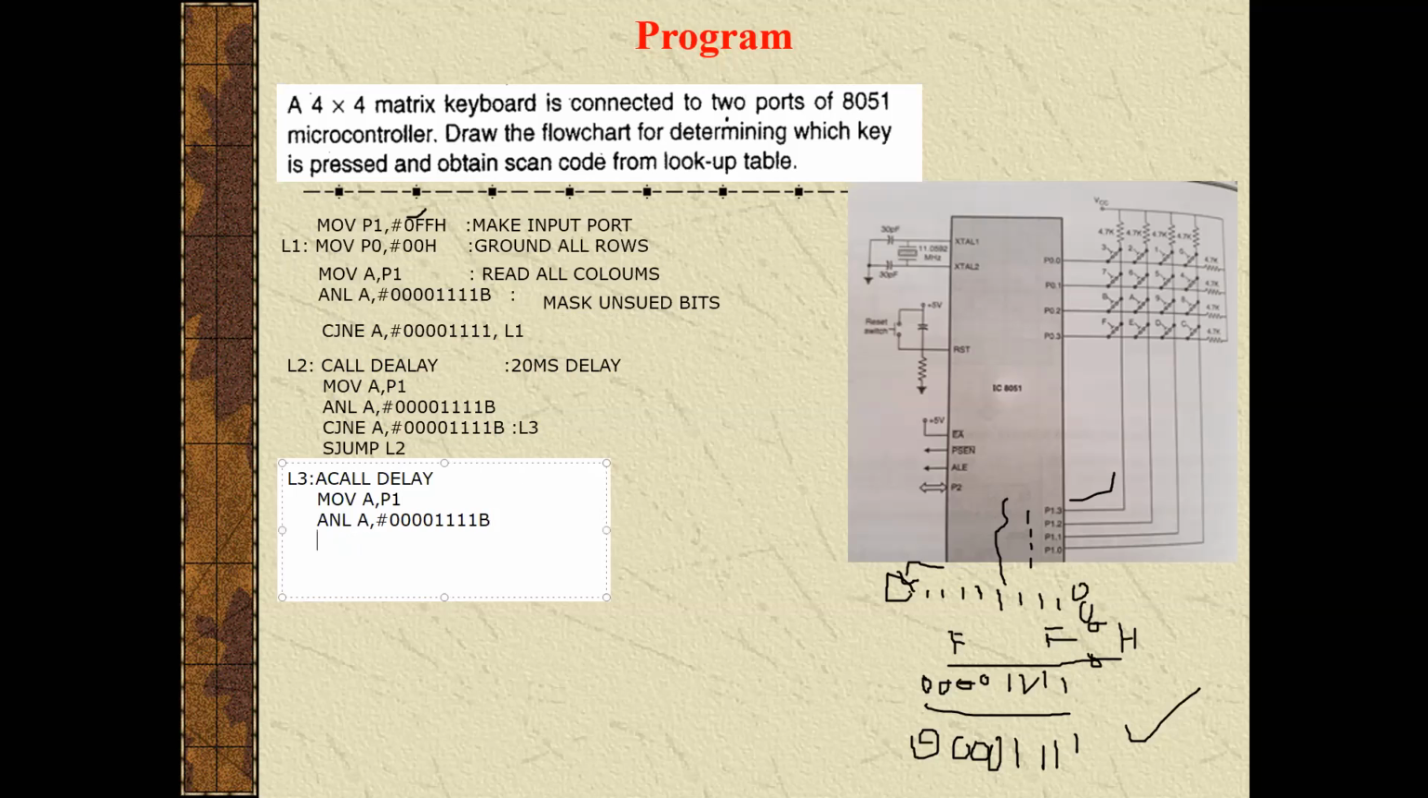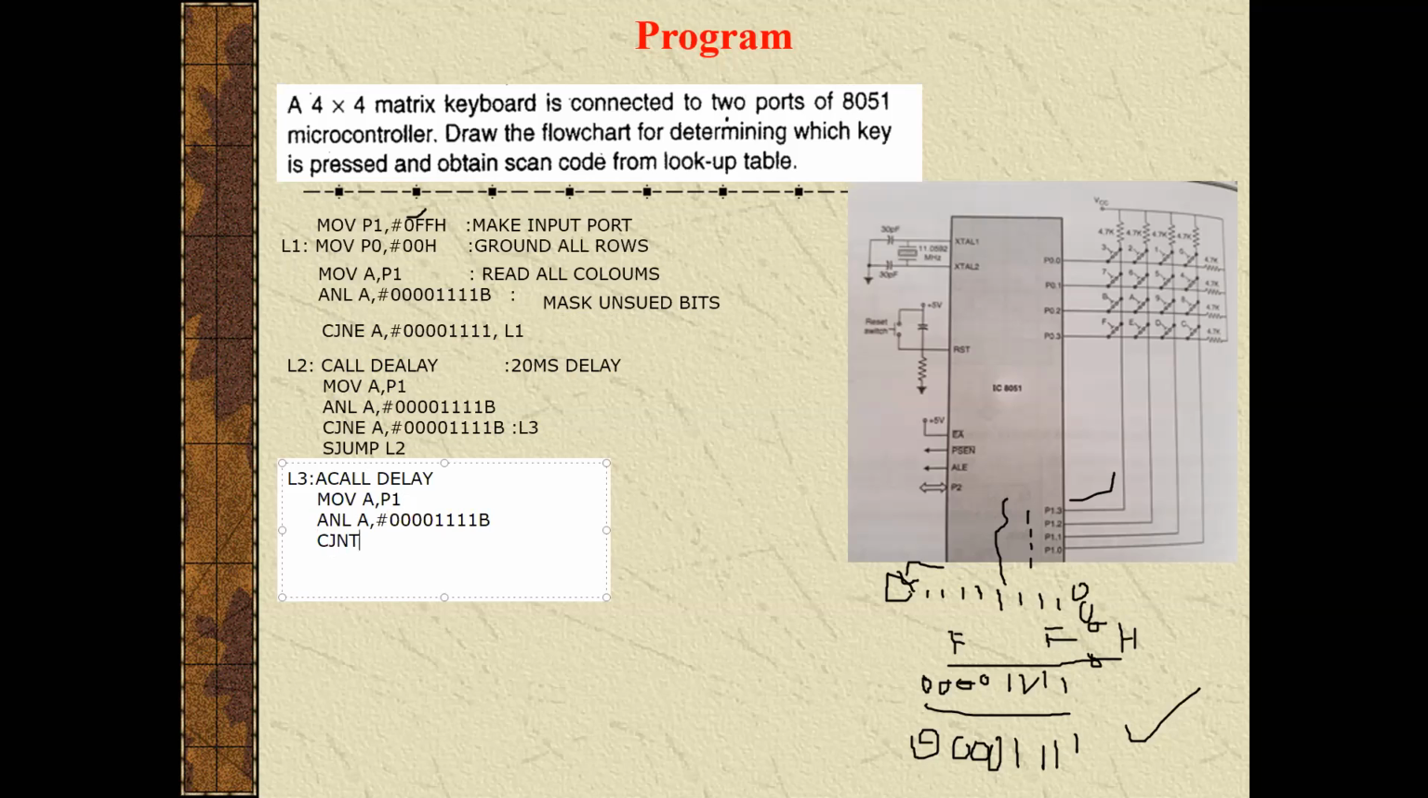If any key is pressed, P1 data will change; otherwise 00 will remain. So it will load into the accumulator. Here we are doing an AND operation: this data and this data are ANDed, and we compare the result.